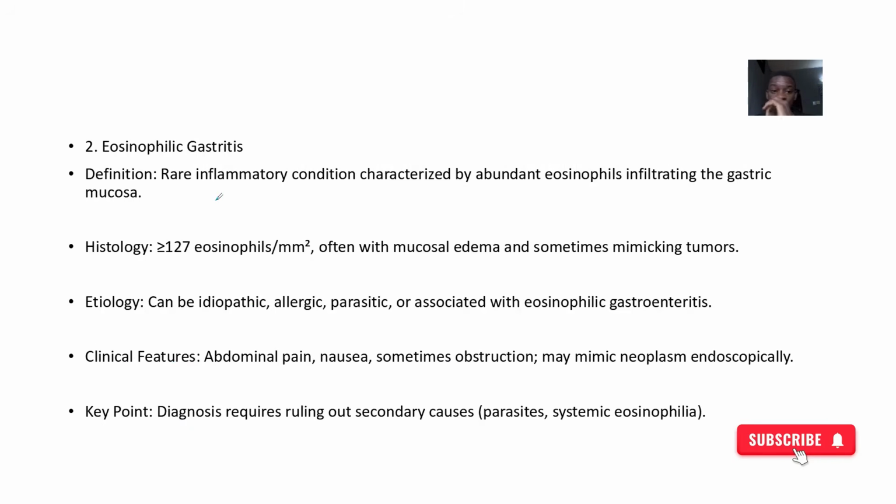Eosinophilic gastritis is a rare type of inflammation where eosinophils infiltrate the gastric mucosa. You see that eosinophils are so many, often with mucosal edema, and sometimes it can get so large that you feel it is a tumor. It can be idiopathic, sometimes due to allergies, sometimes due to parasitic infections. Clinical features: abdominal pain, nausea, sometimes obstructions. Diagnosis requires you to rule out the various causes till you get to a particular cause.